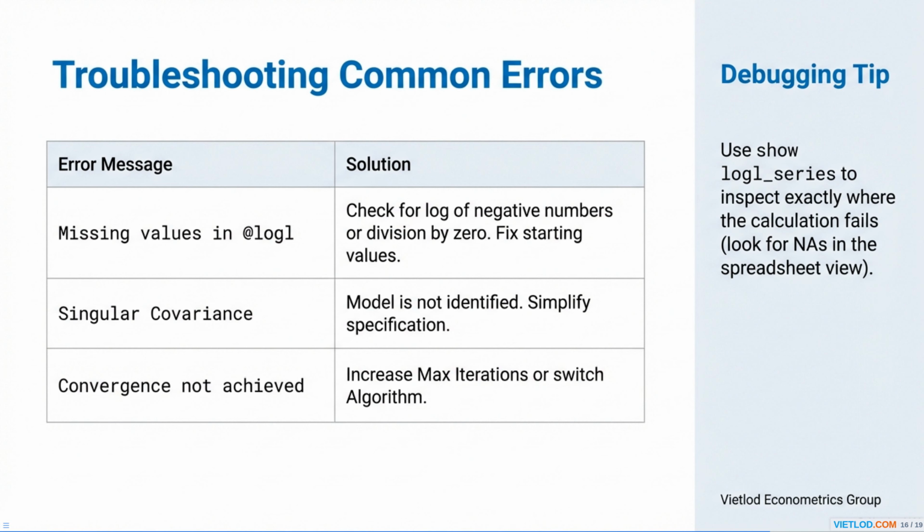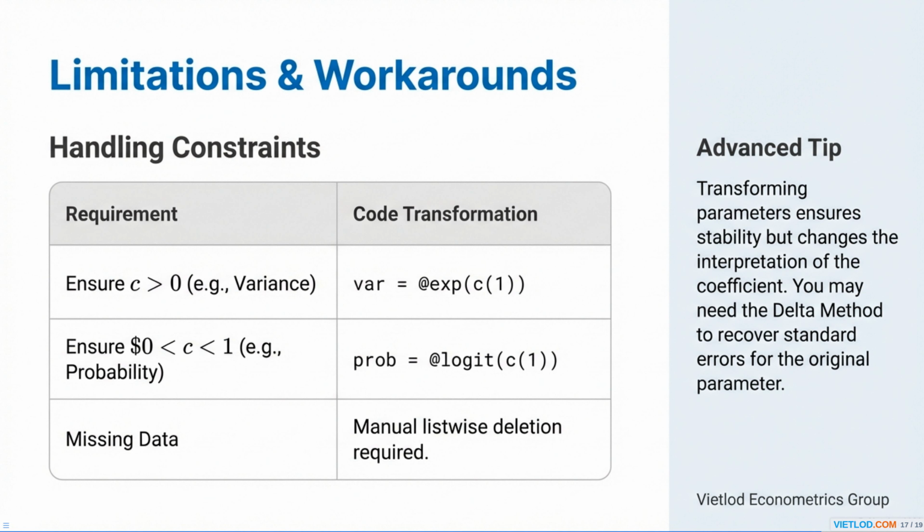model specification. When you see convergence not achieved, it means the optimization algorithm couldn't find a maximum within the specified limits. To address this, try increasing the maximum number of iterations or switching to a different optimization algorithm in the estimation options. A valuable debugging tip is to use the show LogL series command for the series you've declared with @log. This will open the series in a spreadsheet view, allowing you to inspect it for NA values, which pinpoint exactly where the log likelihood calculation failed in your data, helping you to diagnose the error more precisely.